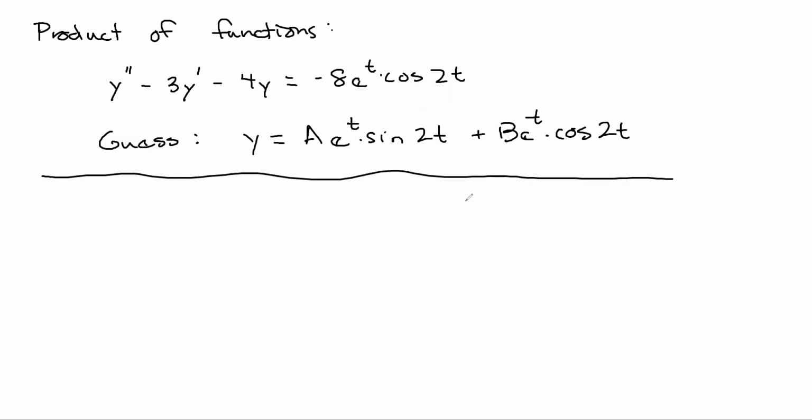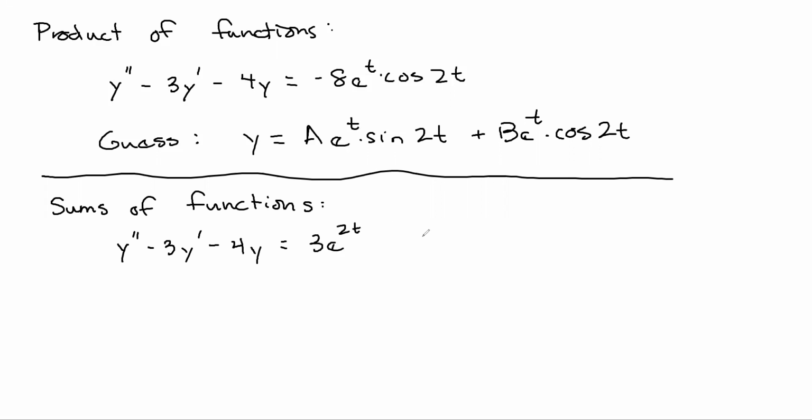All right, what about sums of functions or differences? For example, what if we had y double prime minus 3y prime minus 4y equals 3e to the 2t plus 2 sine t minus 8e to the t cosine 2t? What if we had all three of the previous cases that we've looked at?